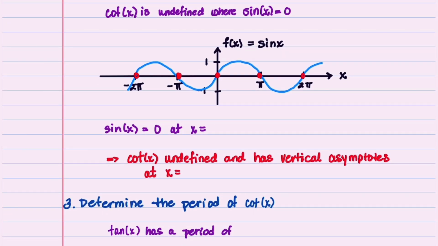This tells us that sine x is equal to 0 at x is equal to 0, plus or minus pi, plus or minus 2 pi, and points after that. This gives that the cotangent is undefined and has vertical asymptotes at these same points. So it's at 0, plus or minus pi, plus or minus 2 pi, and all those other points.